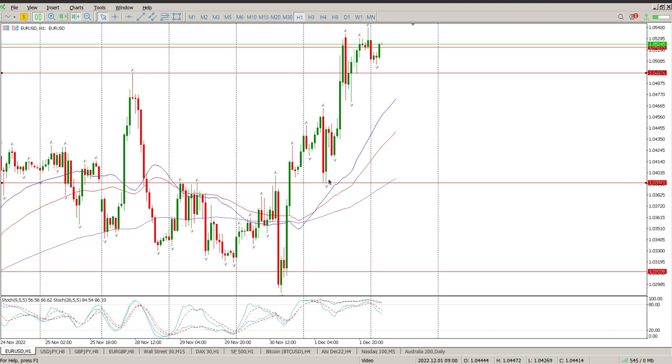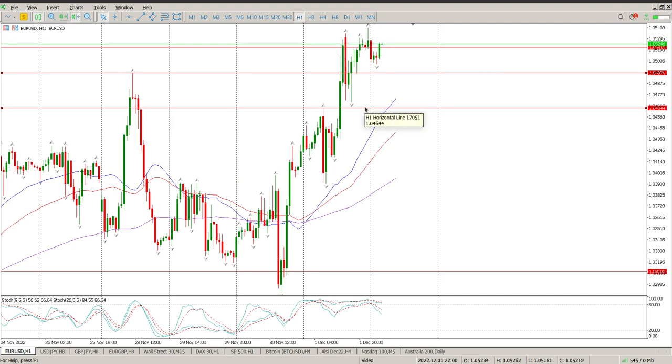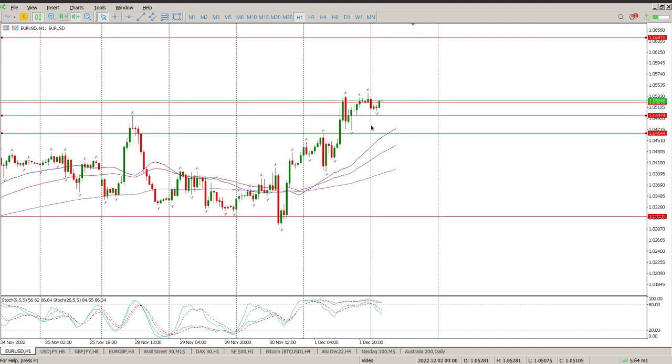There are two areas to pay attention to. So I'm looking for a pullback down to 104644, or alternatively I'm looking to build a base off 104974. Non-farm payrolls coming out today, so I don't expect anything during the European session.